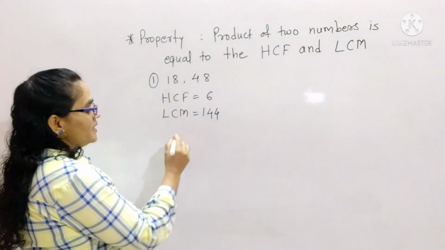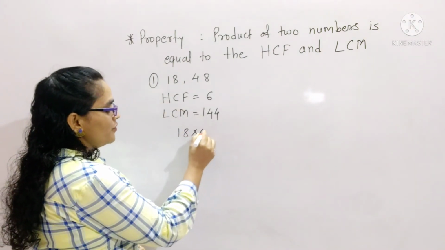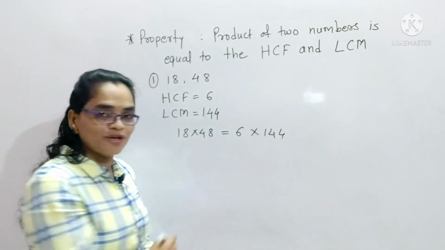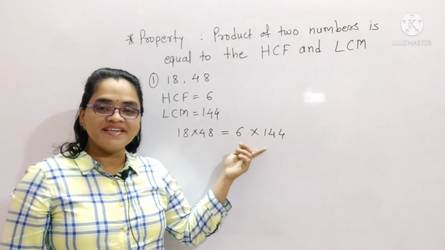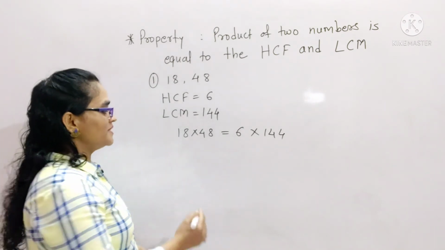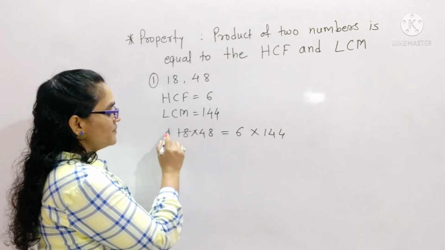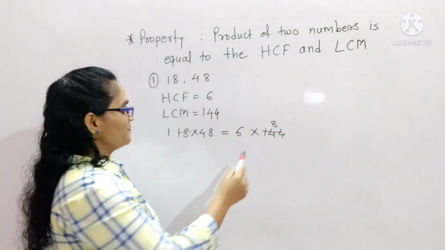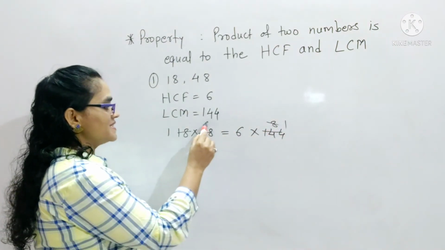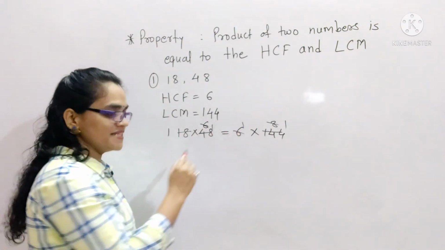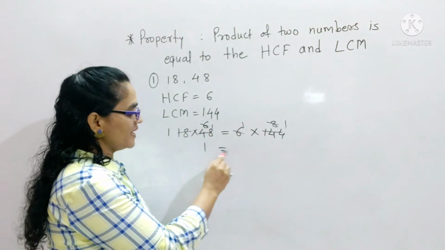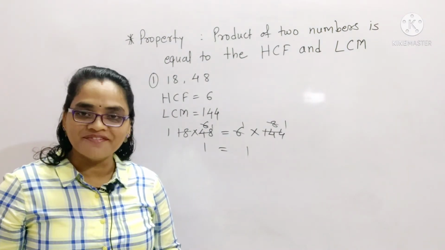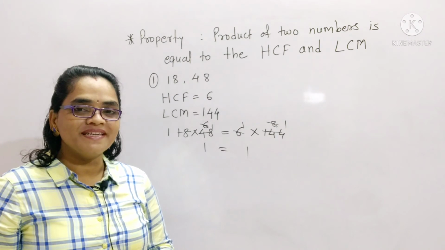Let's check. Is 18 into 48 equal to 6 into 144 or not? Instead of multiplication, I am using an easy trick. What is the easy trick? See, 18 1s are 18, 18 8s are 144, 8 1s are 8, 8 6s are 48, 6 1s are 6, 6 1s are 6. Here the answer comes 1 and here also 1. Means LHS and RHS both are equal, means this property is true.